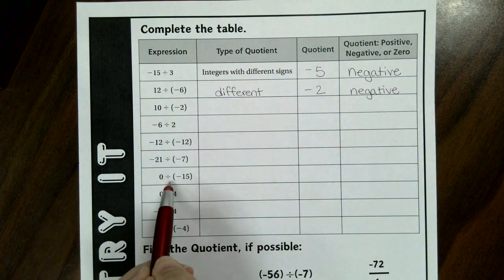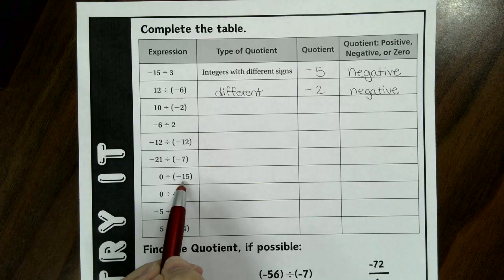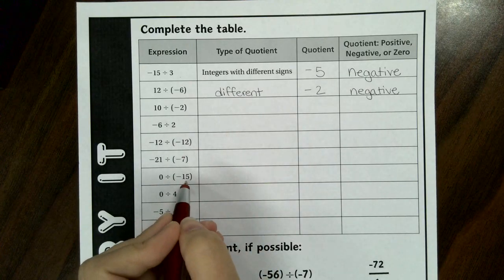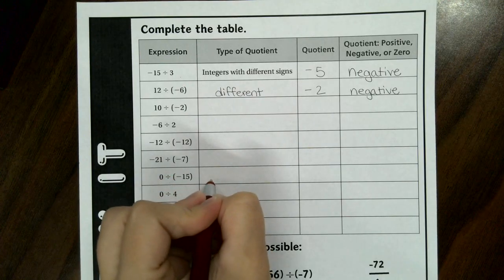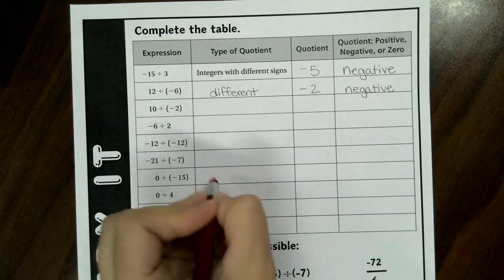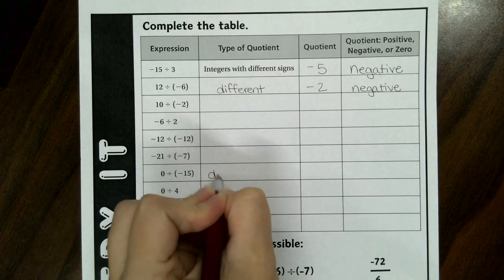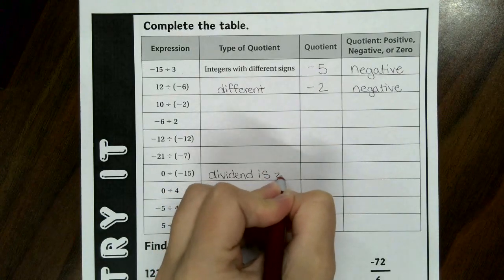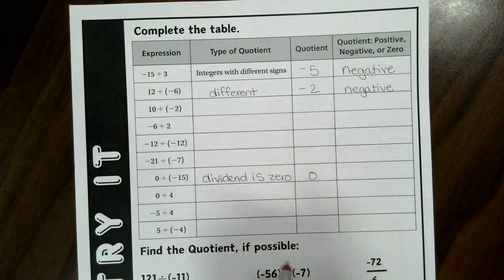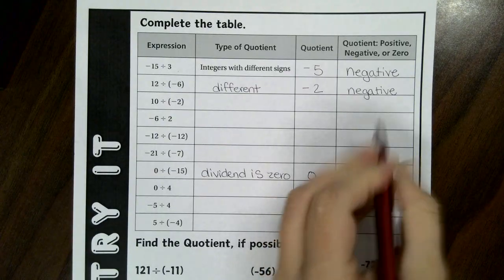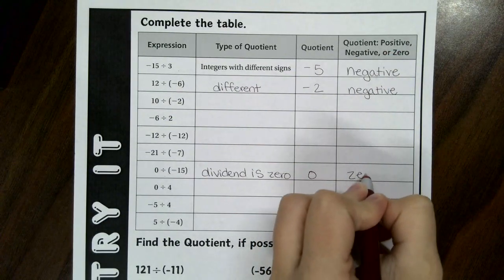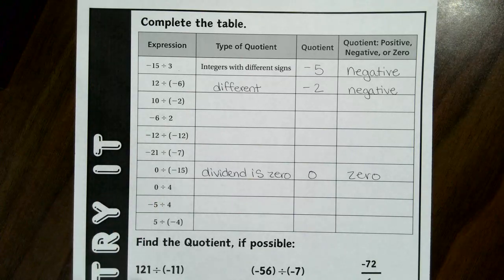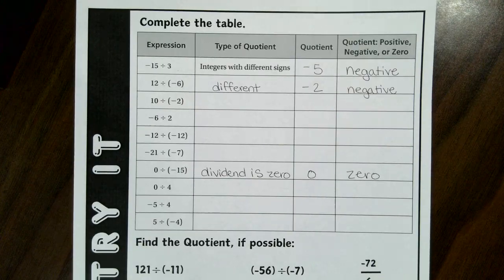Let's jump down here to this 0. 0 divided by -15. This one, I'm not going to say it's same sign or different sign. I'm actually going to say this dividend is 0, because 0 divided by anything will be 0. Dividend is 0, means the quotient will be 0, and is the quotient positive, negative, or 0? It is 0. Let's go ahead and finish this table. We will talk about it in our recap time.